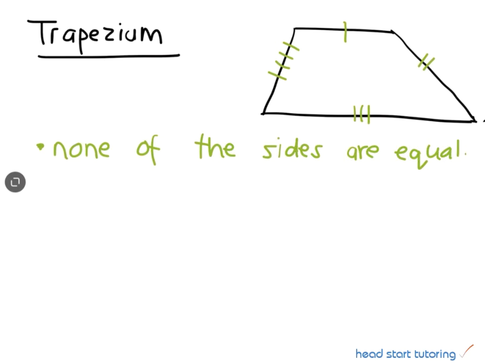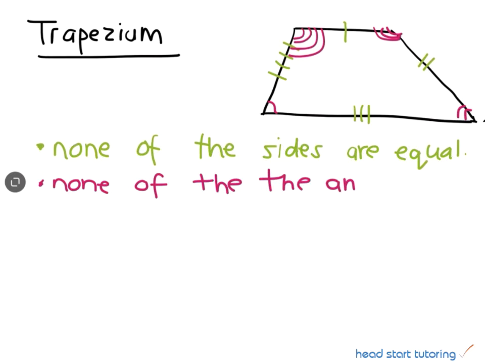Right, then let's have a look at our angles. None of our angles are equal either, so we put a different number of these curved lines on each of our angles. So none of the angles are equal either.